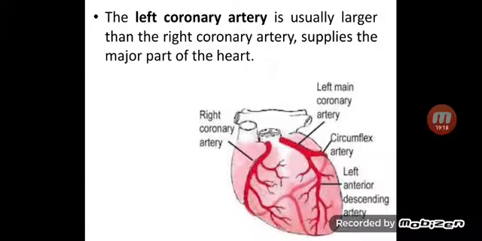The marginal: we have the left marginal artery. It is a large branch. From its name, the left marginal supplies the left margin of the left ventricle, of course. Anterior ventricular branches, there are also posterior ventricular branches, and atrial branches. All these arise from the left coronary artery. Like the right coronary, which gives anterior ventricular, posterior ventricular and atrial branches, the same thing: the left coronary artery will also give anterior ventricular, posterior ventricular and atrial branches.